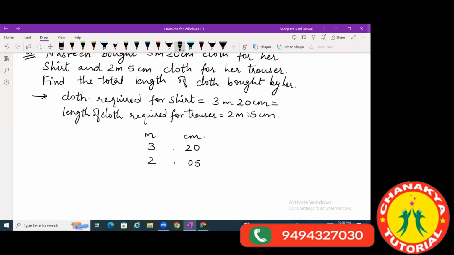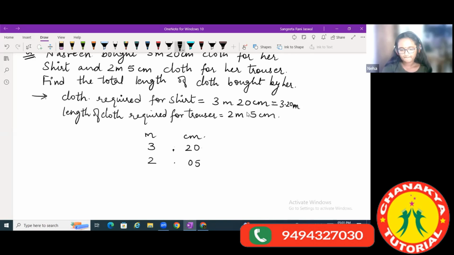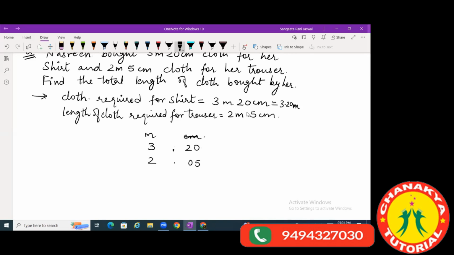Why have I written 3.20? Because when I convert this to meters, 3 meter and 20 centimeters will convert to 3.20 meters. Are you understanding? Yes, ma'am. So if you are writing like this, then don't write centimeters here, because now this is in meters.